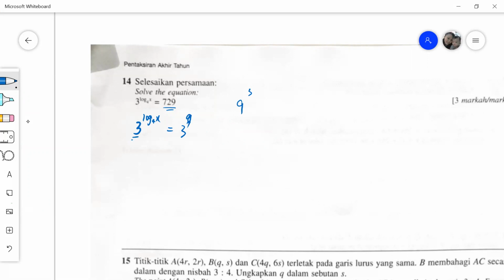You see, single term equals to single term. The index must be equal. So therefore, log base 4 of x equals 3 to the power 9? No, it's 9 to the power 3. But 9 is 3 squared and the power 3 remains. So you have 3 to the power 6.